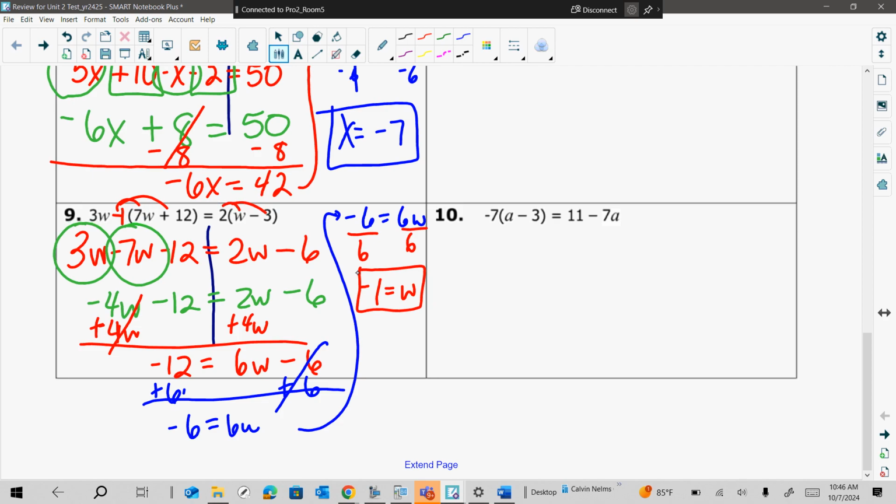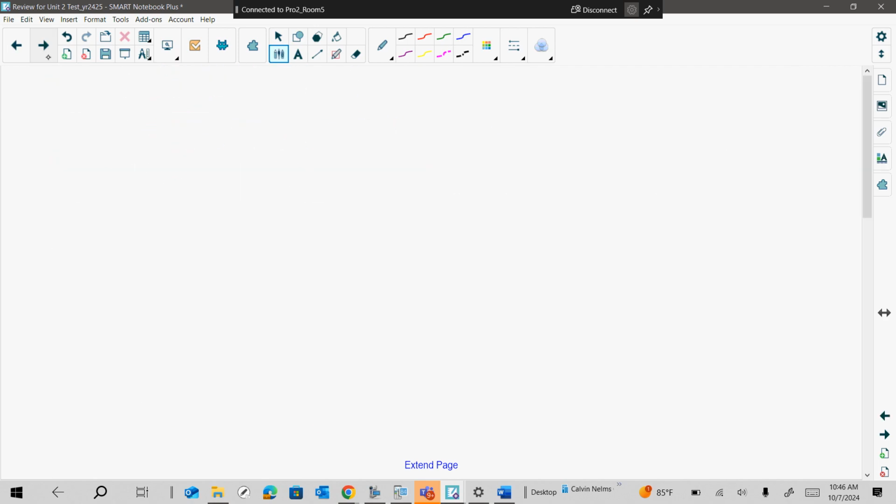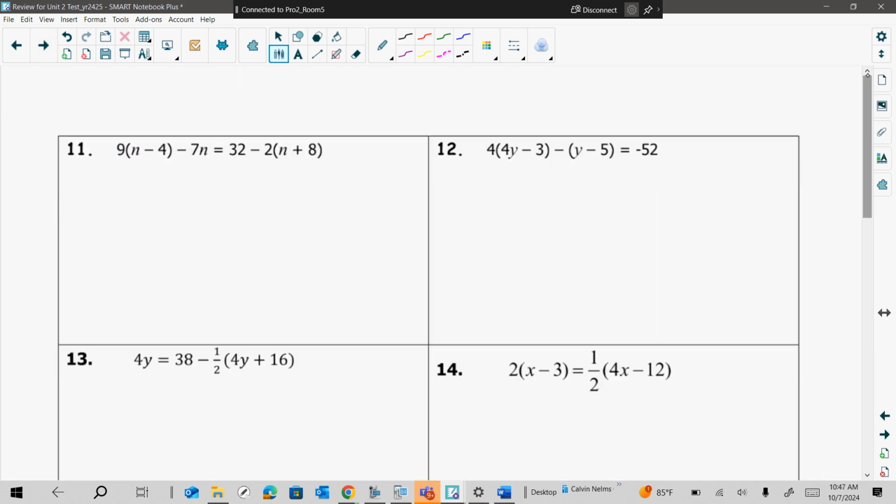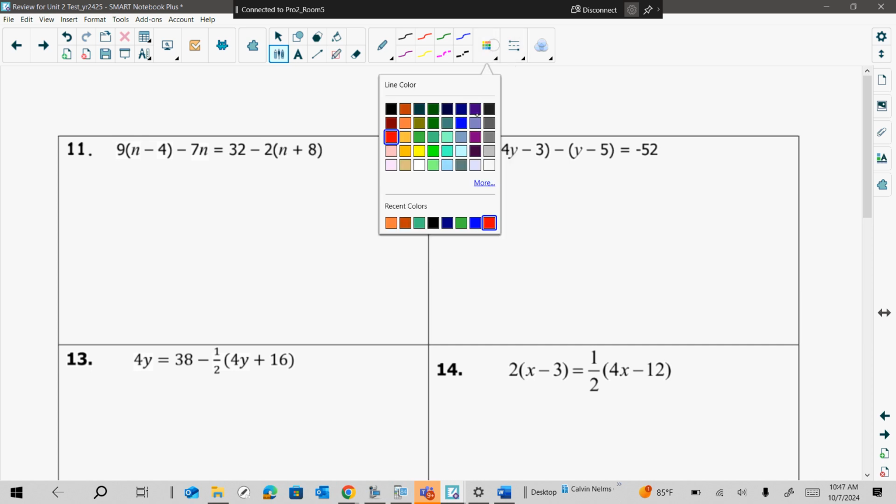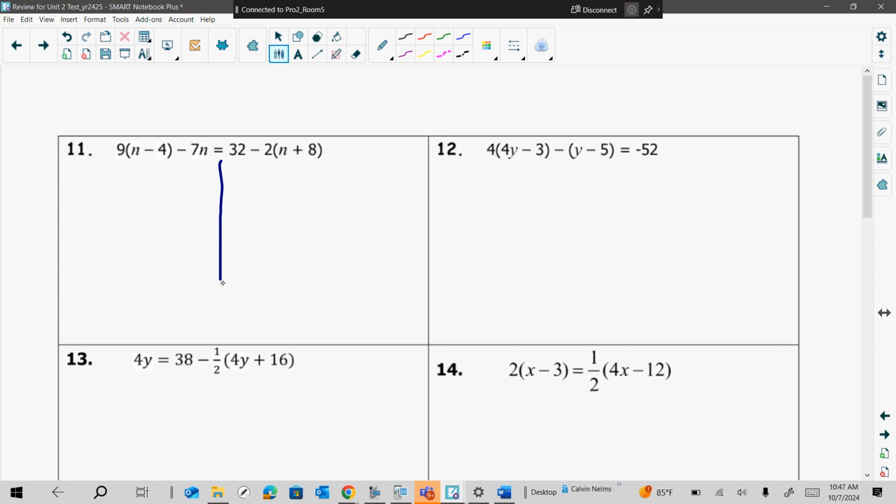All right, go to the next page. I'm going to do all the odds with you. All right, so I'm going to keep this work balanced on 11. We need to distribute the 9 on the left side and the negative 2. So let's see if you can write the first step. Just do the distributing and write the new equation.